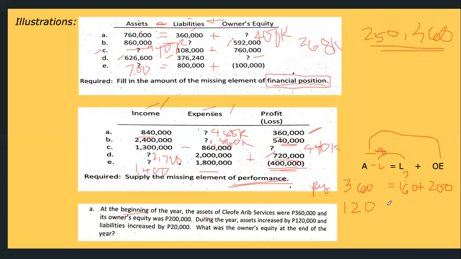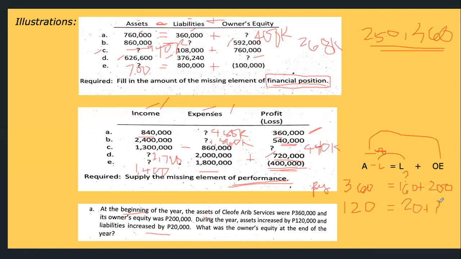And liabilities increase by, take note of by and to, di ba? It can lead to a wrong answer if the problem uses by or to. Increase by means dungagan sa 120; if it says increase to, that is the balance. Okay, so the liability increased by 20,000. But no increase was given for the owner's equity, di ba? So the owner's equity is missing here.